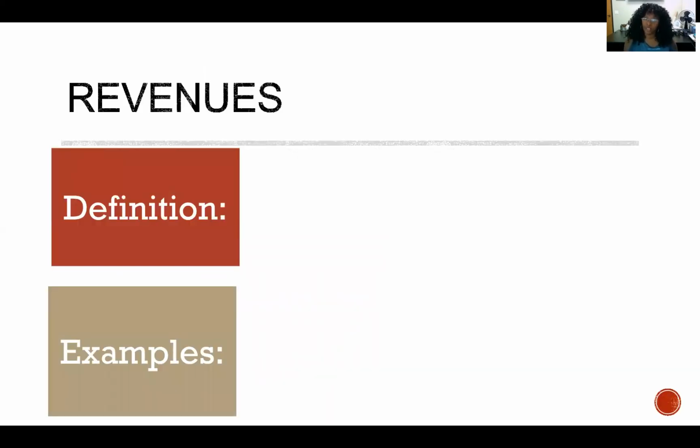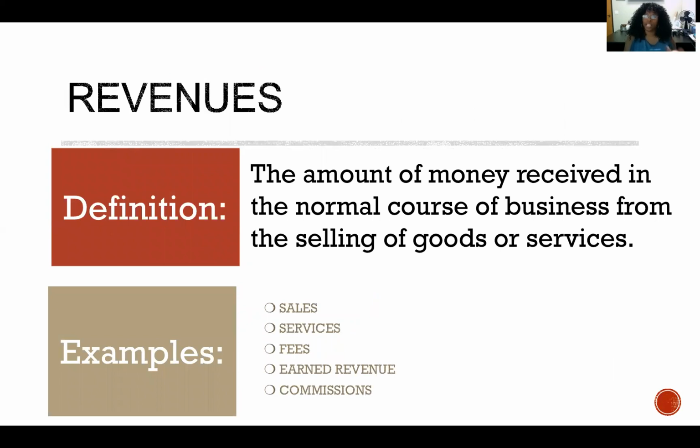Well, the definition of revenue is the amount of money received in the normal course of business, in exchange for selling something or providing a service. In a normal course of business, that's going to be considered a revenue. And then you're going to see at the bottom of the screen some examples. Again, this is not an all-inclusive list, but these are the ones that you will see occasionally.